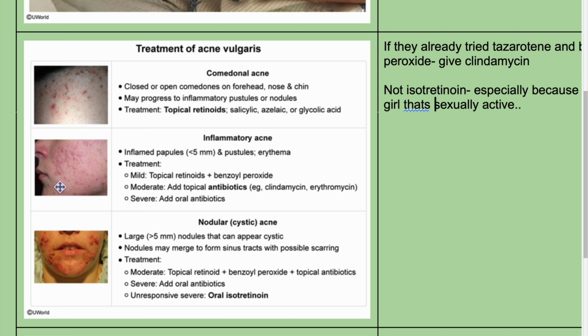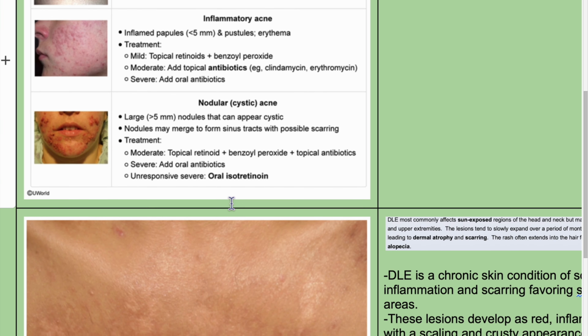Erythema, right? So treatment here would be, if it's mild, topical retinoids and benzoyl peroxide. If it's moderate, add topical antibiotics like clindamycin and erythromycin. And if it's severe acne, then add oral antibiotics.